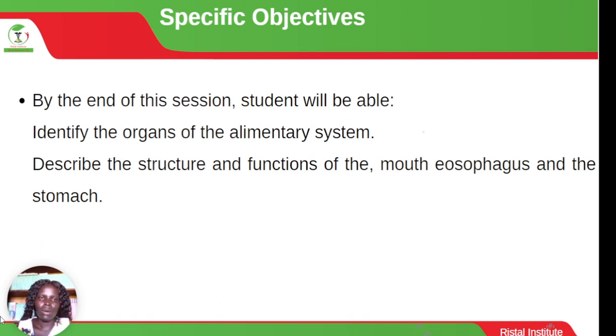During this session, our specific objectives are as follows. By the end of this session, students will be able to identify the organs of the alimentary system, and describe the structure and the functions of the mouth, esophagus, and the stomach.